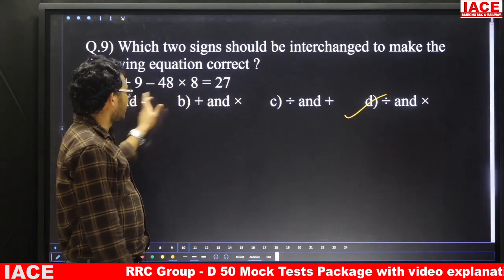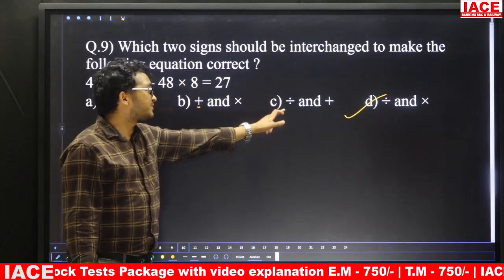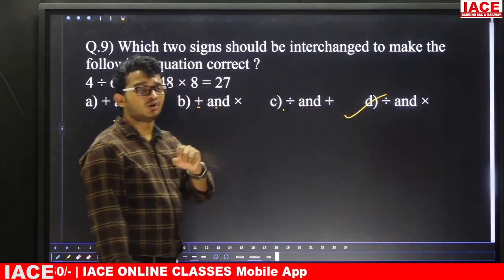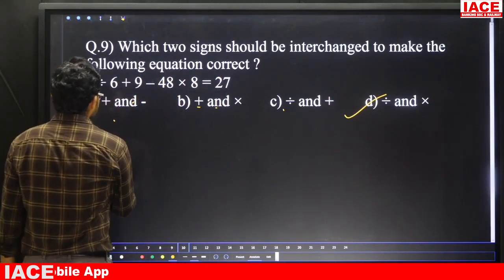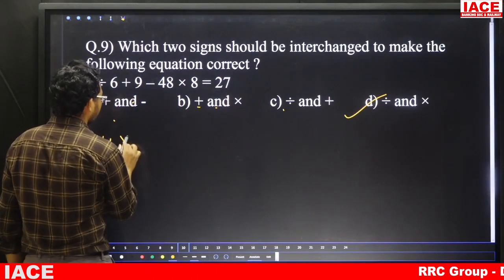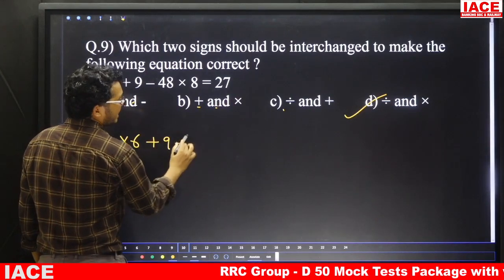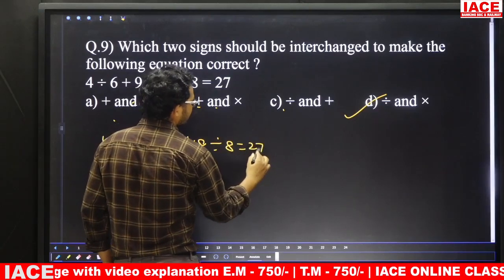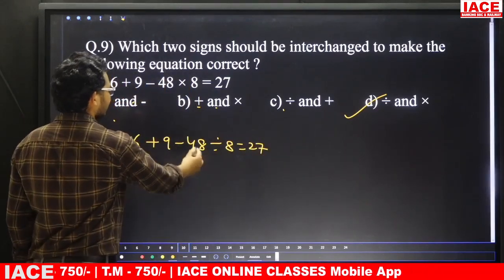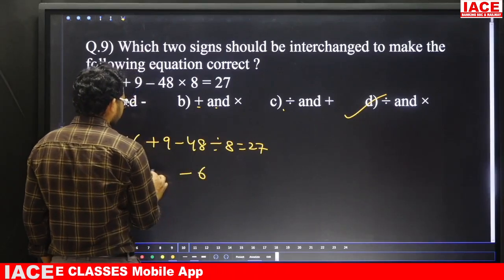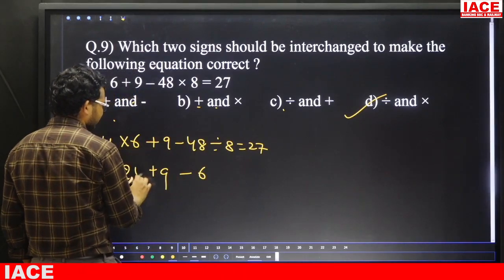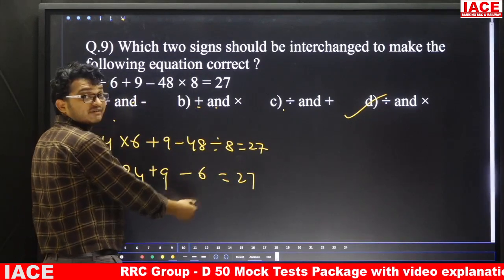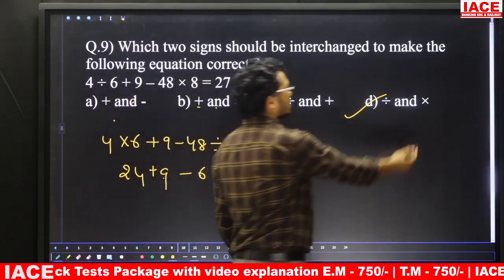Friends, there is no need to solve the remaining one. Why? Because the first three options we eliminated. The first three options have no chance to get equal, so the remaining one is the answer. Otherwise, if you are in doubt, solve option D here. So friends, take care. 4 divided by means into, 6 plus 9 minus 48, into means divide by 8 equal to 27. Next, 48 by 8, this one is 6. Next, plus 9 gives 24 equal to 27. Now, 9 minus 6 is what? 3, 24 plus 3 is 27 equal to 27. That means your answer is option D.